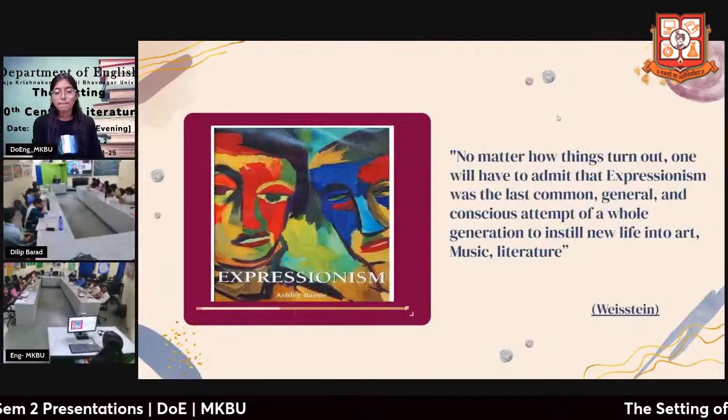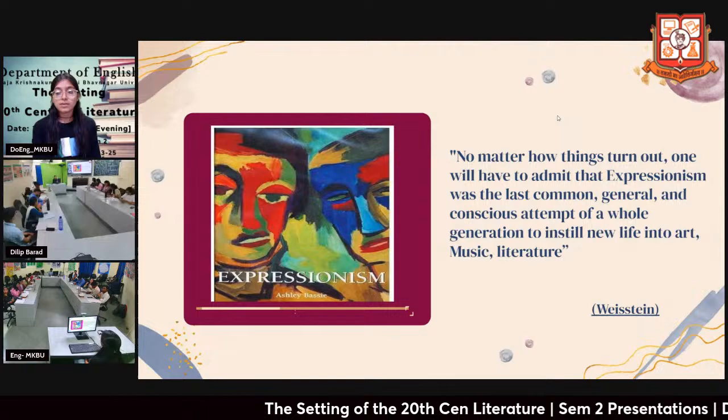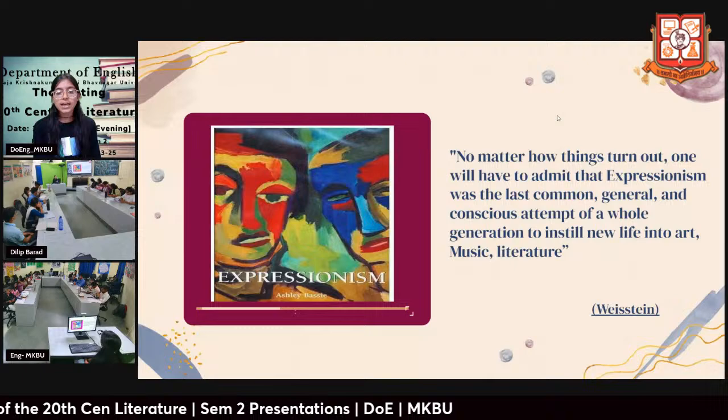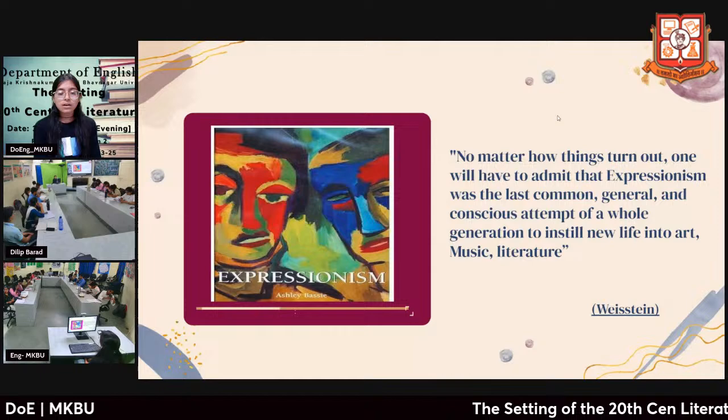Firstly, this is a quote which shows the importance of expressionism in various forms of arts. No matter how things turn out, one will have to admit that expressionism was the last common, general, and conscious attempt of a whole generation to instill new life into art, music, and literature.